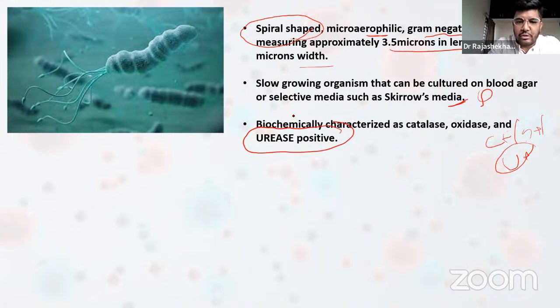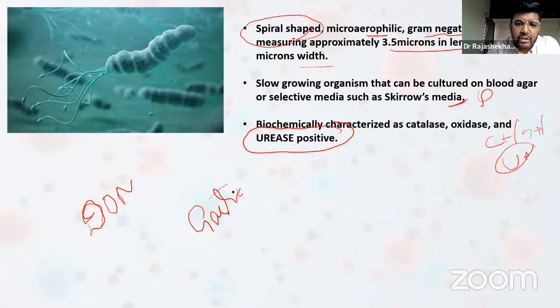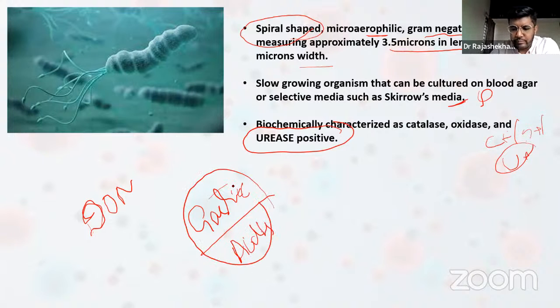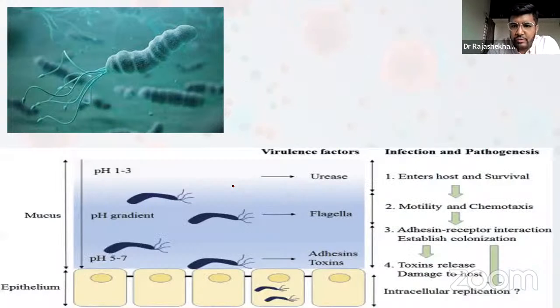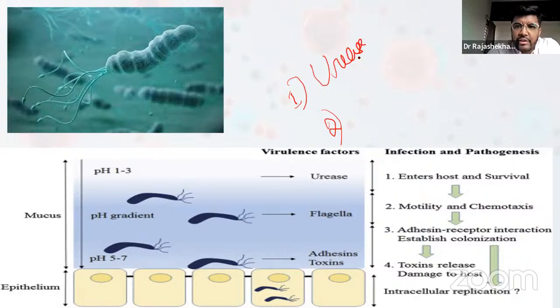Why is this important? H. pylori is a don. I call it a don because any bacteria which comes into the gastric acidity is going to die, whereas this particular bacteria is going to survive in the gastric acidity. That's why it is a don bacteria. So how does it survive in this gastric acidity? You might have studied this in pathology. The two things which protect it from the gastric acidity are the urease and its motility.